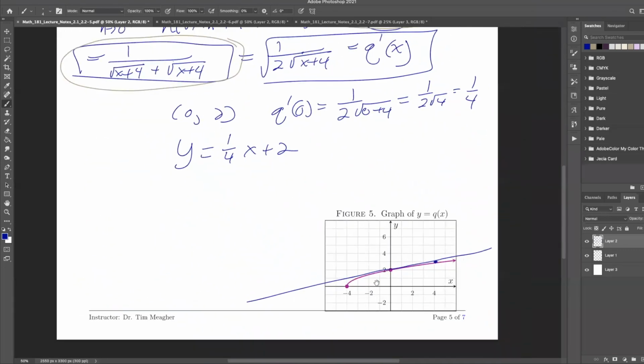Or in this case, I pulled it from the graph. So you just plug it in. This is your x value, this is, in this case, your q of x value, and this would be your point.